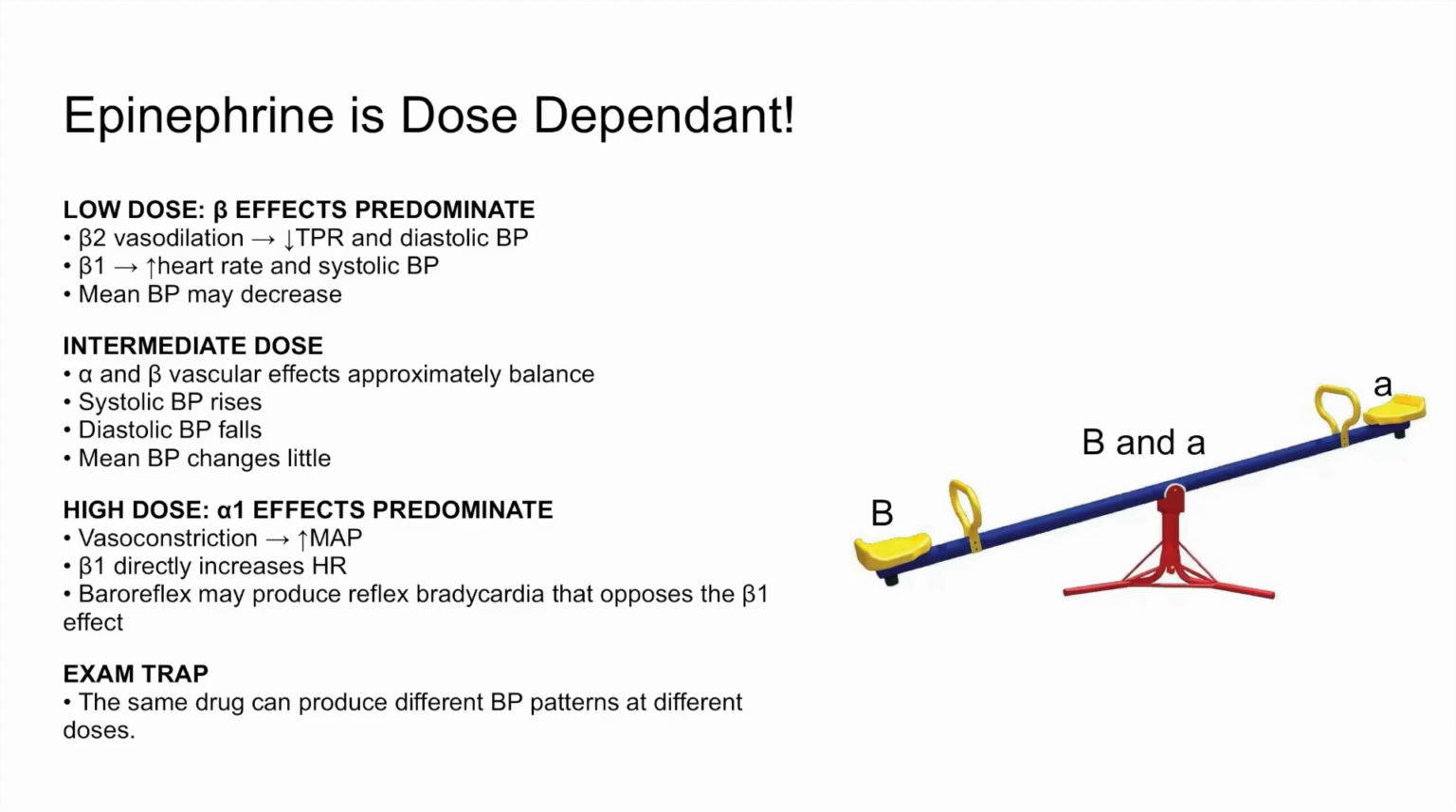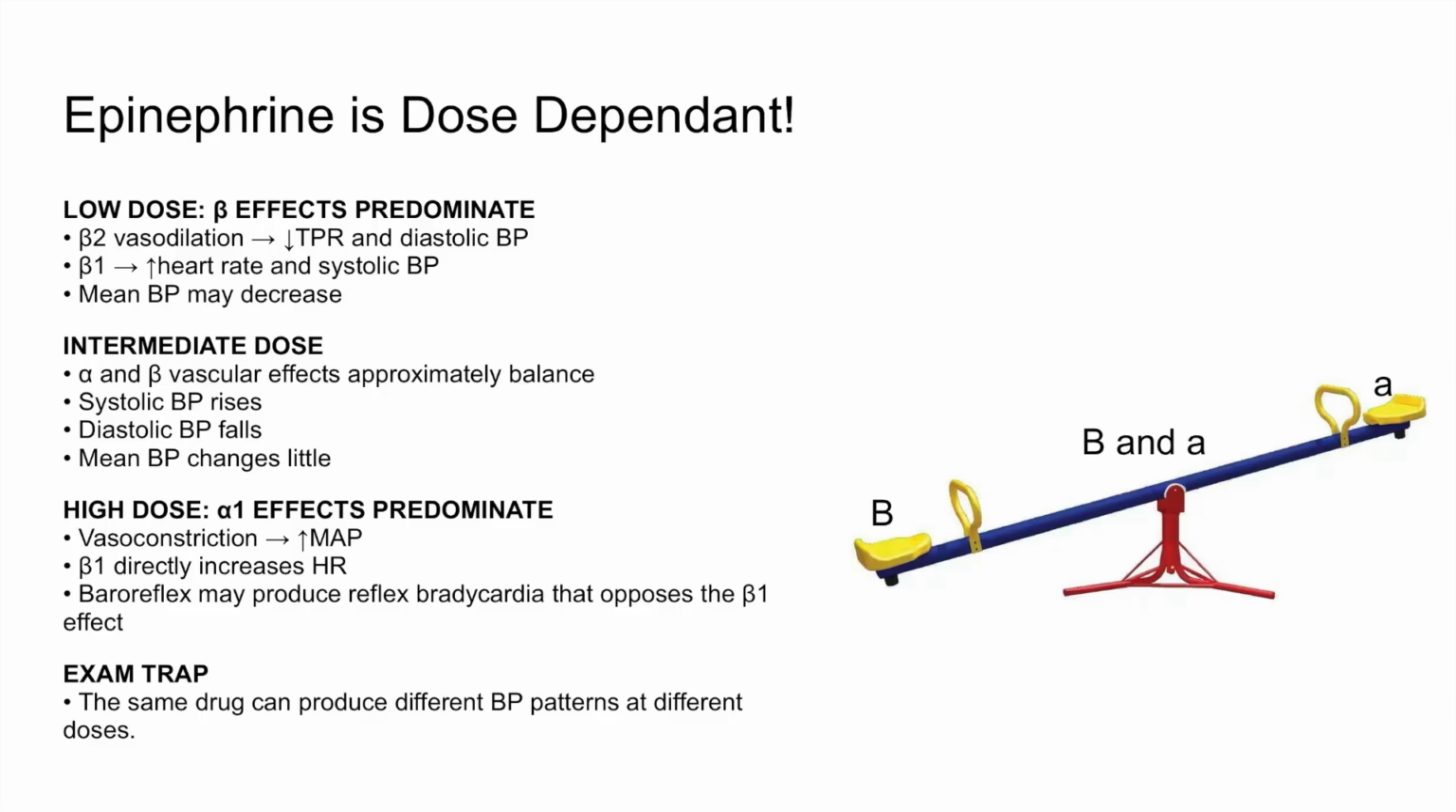All right, so the cardiovascular response to epinephrine depends on which receptor is dominant at that given concentration. So at lower concentrations, beta receptors are more sensitive. So beta 2 vasodilation decreases systemic vascular resistance and diastolic pressure. At the same time, beta 1 stimulation increases cardiac output and systolic pressure. So this can widen the pulse pressure while leaving mean arterial pressure unchanged or slightly decreased.